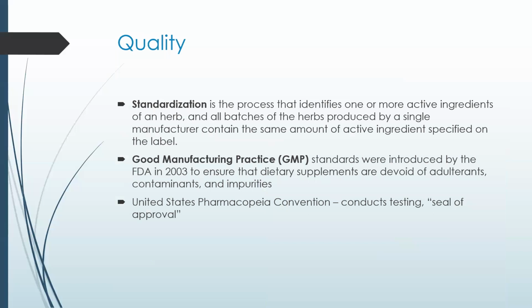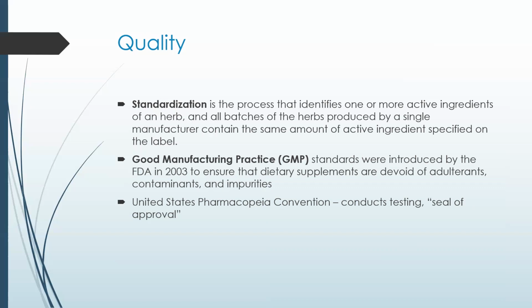For quality, standardization is really important. It is the process that identifies one or more active ingredients of an herb, so that all batches of the herb produced by a single manufacturer contain the same amount of that active ingredient. If you like to buy supplements or herbal supplements, it's important to find a reputable brand that standardizes what they are producing, and to find out the sourcing and whether it's standardized. That's just a good practice if you're interested in that.